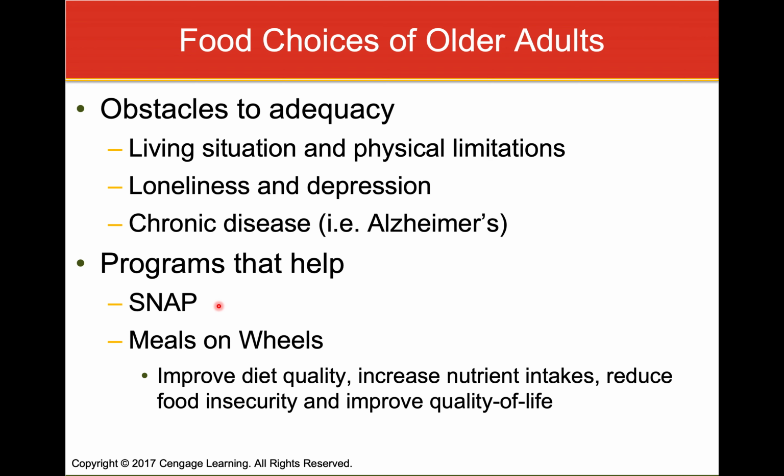Certain programs do help. We have SNAP. Individuals who are elderly can be eligible for SNAP. And then there's one called Meals on Wheels. Research has shown that people who are part of Meals on Wheels experience improved diet quality, increased nutrient intakes, reduced food insecurity, and improved quality of life. So this is a program that helps to deliver meals to the elderly right at their home.